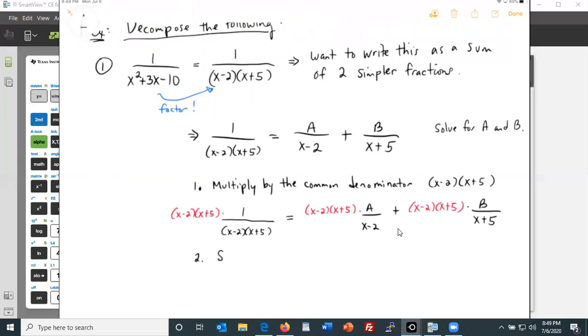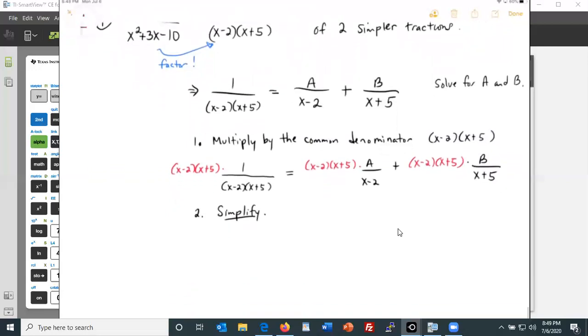Step 2. Simplify a little bit. So notice on the left side, everything cancels. The x minus 2's cancel and the x plus 5's cancel, and it gives me 1. So I get 1 equals. Now how about around the A term? The x minus 2's will cancel, right? So then I get A times x plus 5 plus. If we look at the B term, the x plus 5's will cancel, and I'll get B times x minus 2.